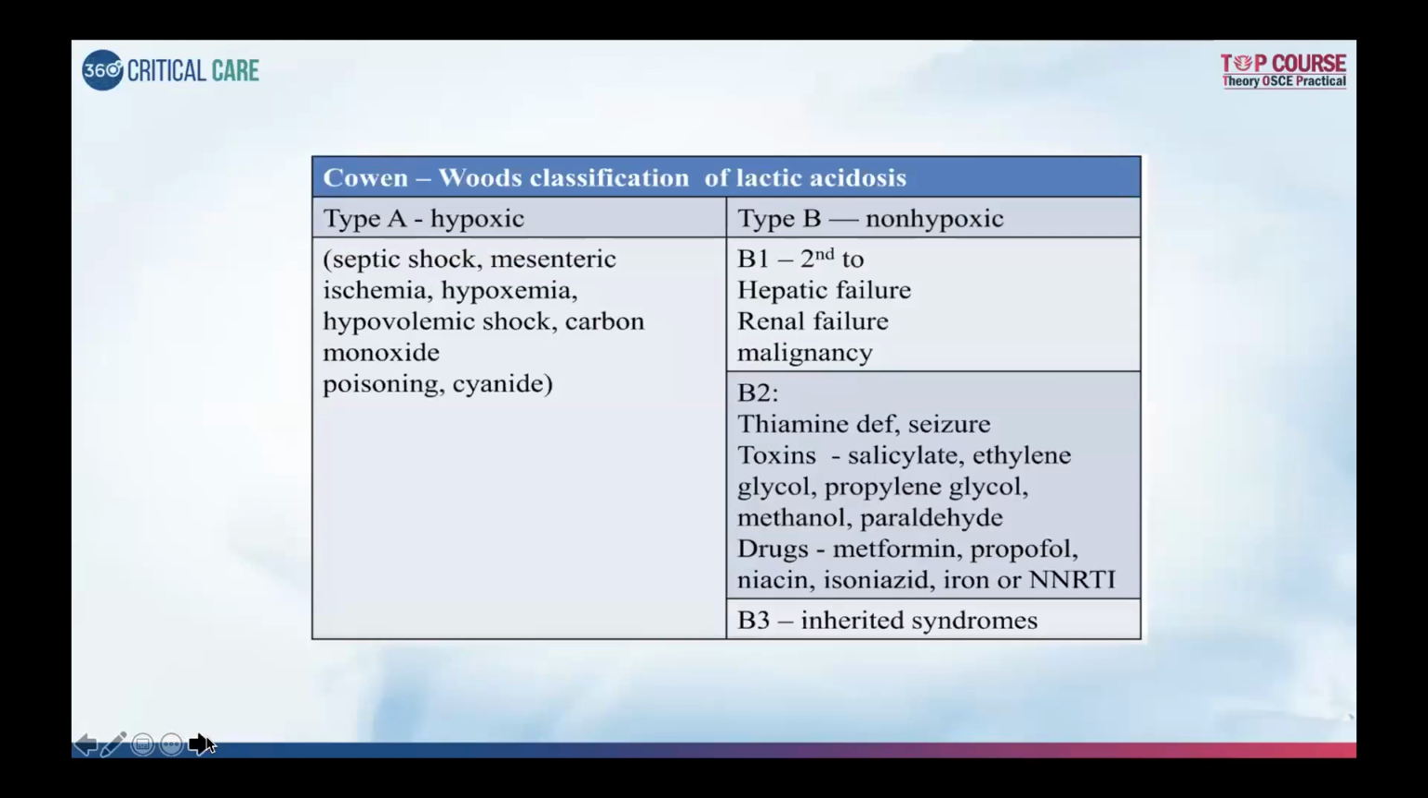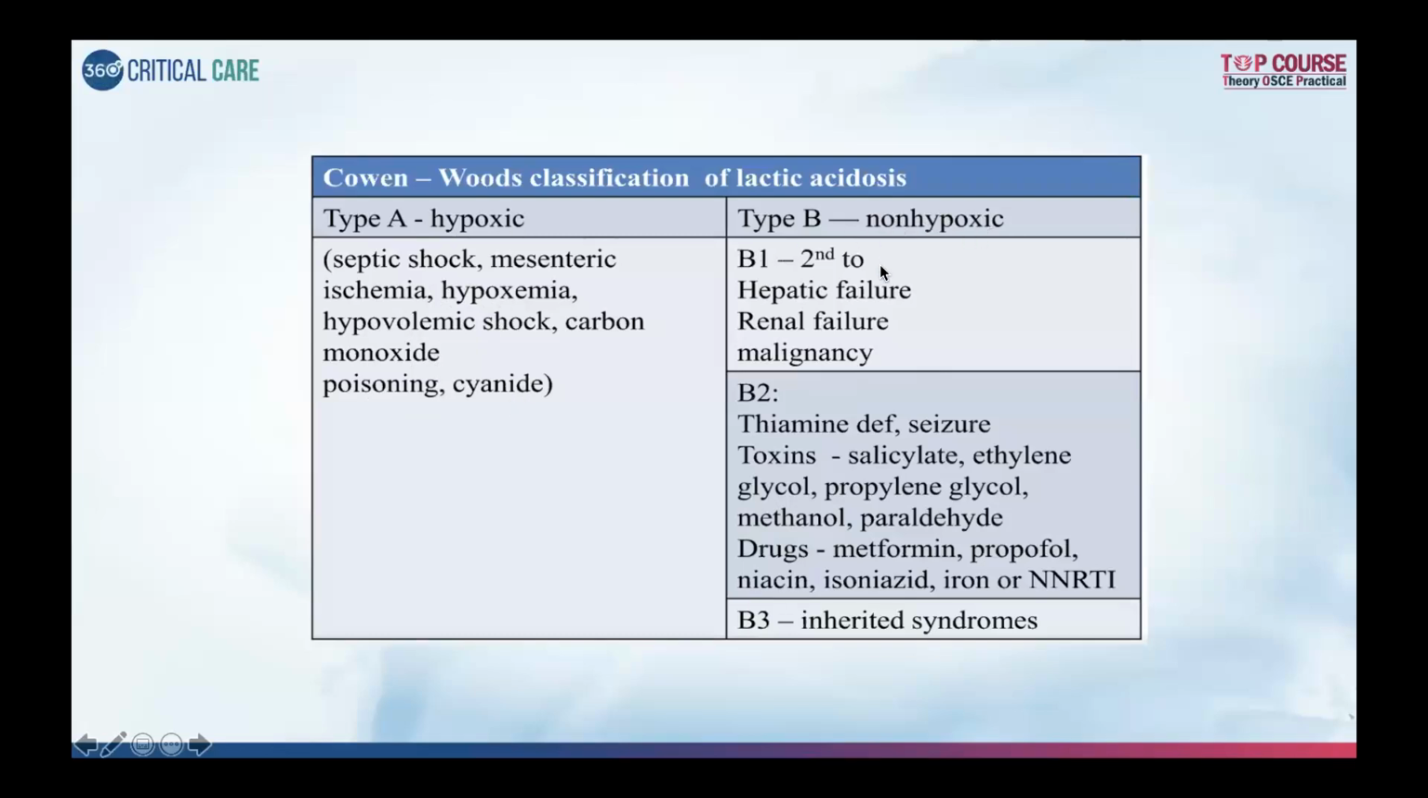So what are the causes for high lactates? So this is something you have to know. Lactate is something very important in the ICU. The type of lactic acidosis: type A, B, and B, 1, 2, and 3. So type A is mostly ischemic or hypoxic. So septic shock, mesenteric ischemia, hypoxemia, carbon monoxide poisoning, cyanide, you get type A.